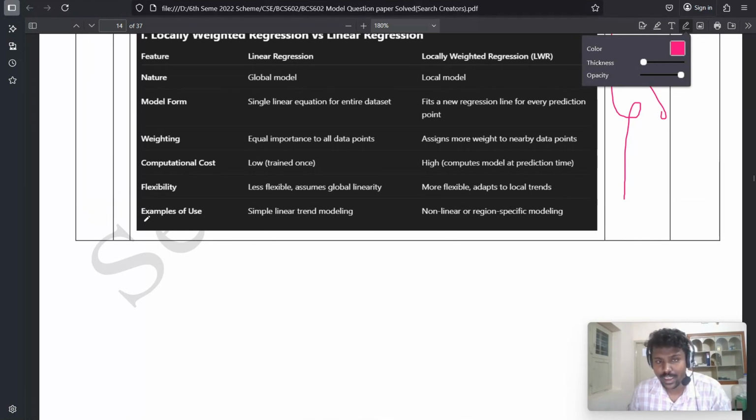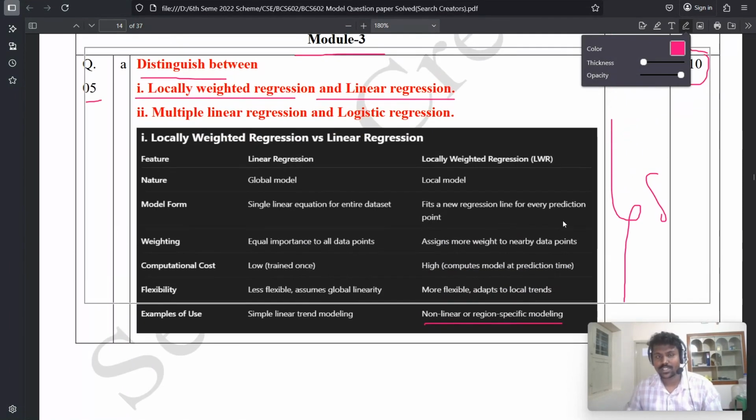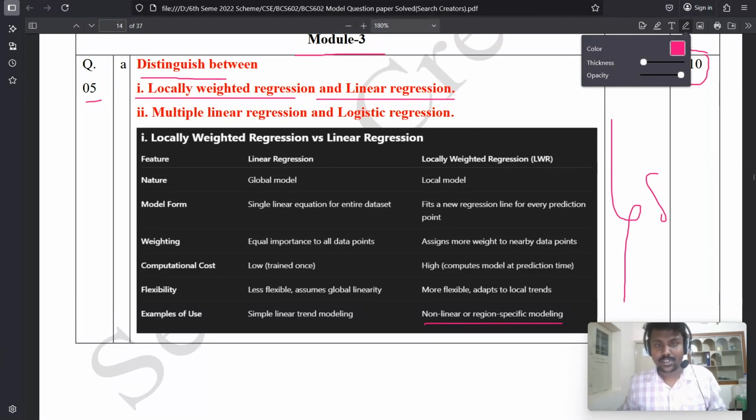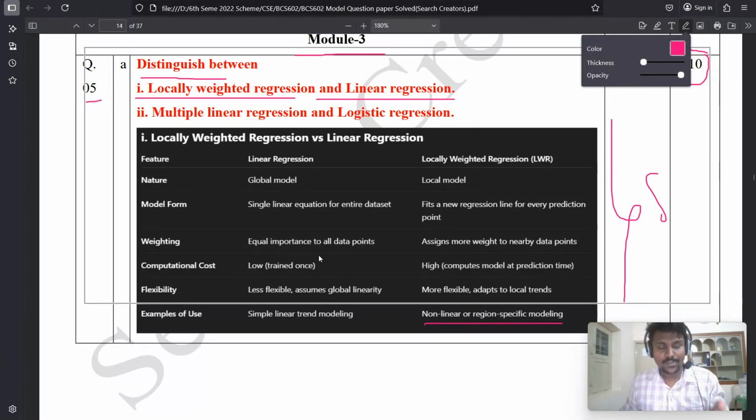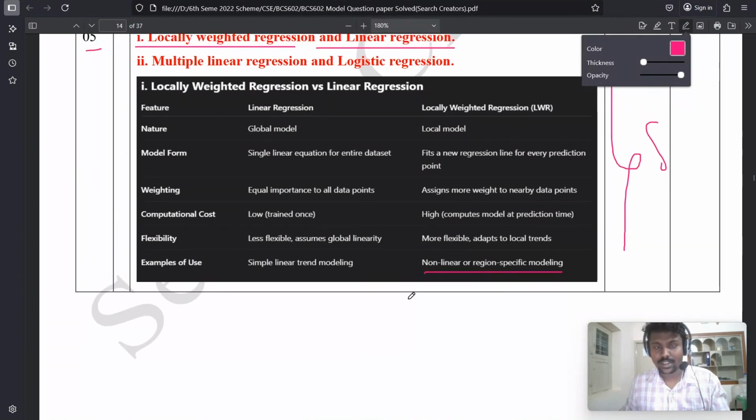And for use cases: linear regression is used for simple linear trend modeling, while locally weighted regression is used for non-linear or region-specific modeling. You can write this type only because they are asking to distinguish between the two. If you write theory-type paragraphs, they do not understand because it is scrolling now, with online valuations. They focus only on points, so you can write like this only. You can read this and easily memorize it in your mind.